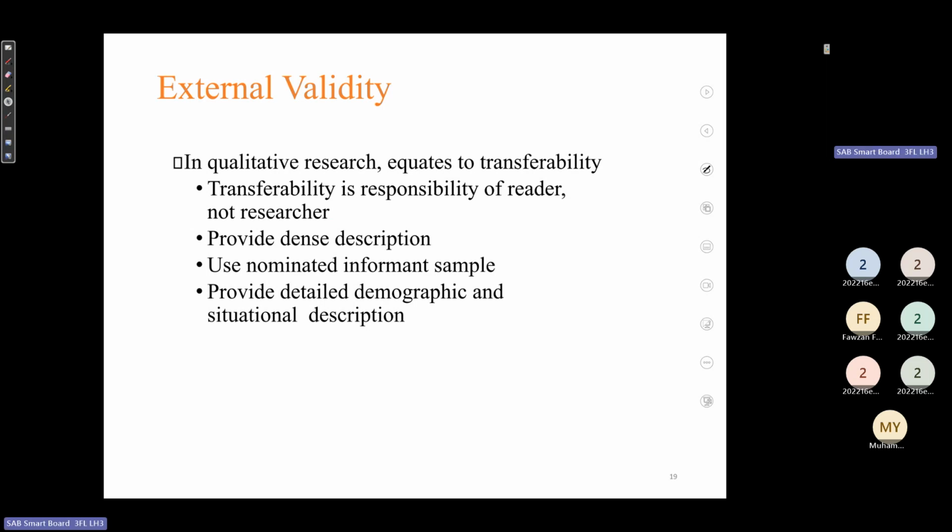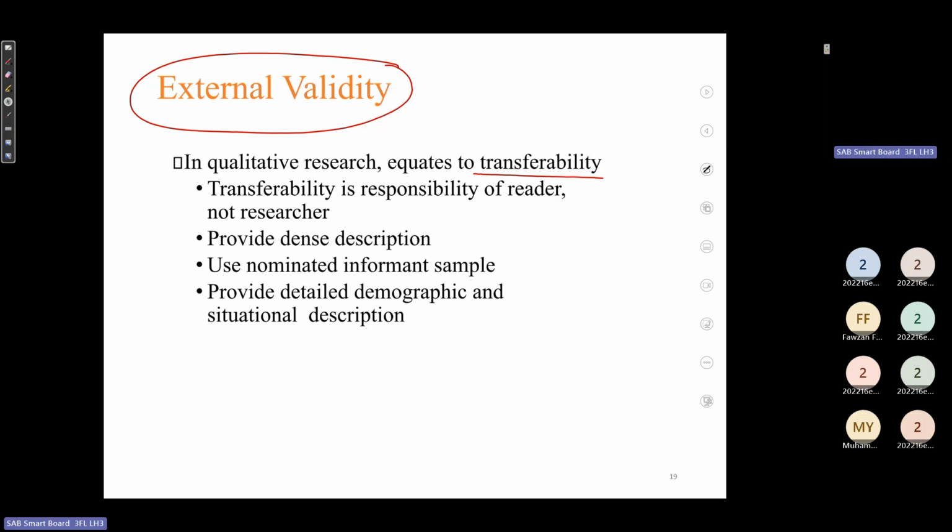Now these are quantitative concepts. In qualitative research, we call it transfer. Same thing, but a different word. Whether you can transfer the findings to outside. But in qualitative research, it's very difficult to do, because if you study JK, can you transfer the findings to DMS? You can't. JK is a different setting there.